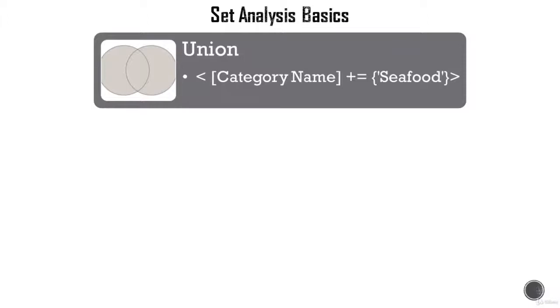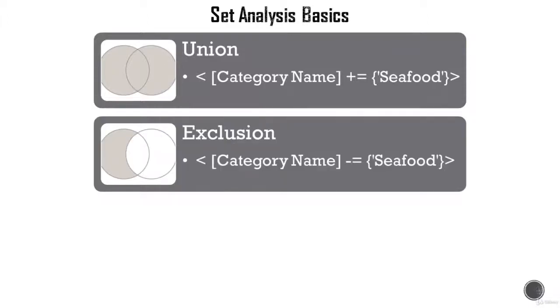If the user makes selections on various categories, and even if the user excludes seafood as a selection, this will include seafood along with other selections that the user has already made on that field called category name. Now let's look at exclusion. With minus equal, if the user made a selection on a field called category name, and if the user selected seafood along with other values, this modifier will exclude seafood. So it will force the aggregation to exclude seafood while calculating the value.